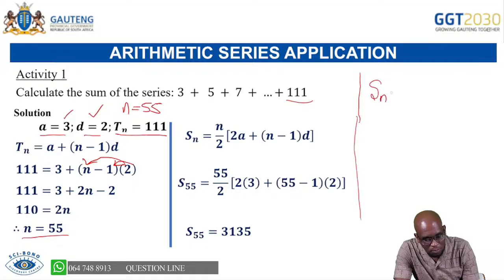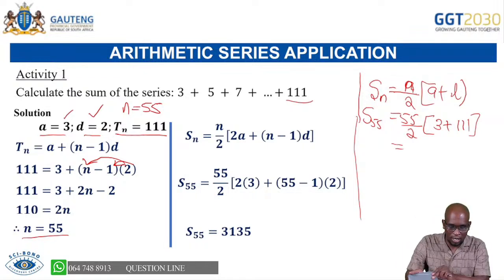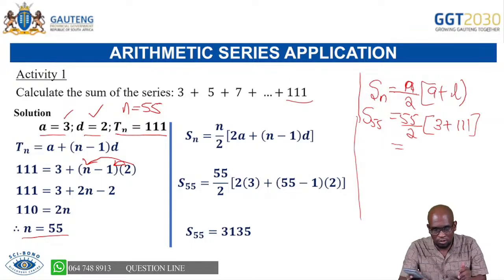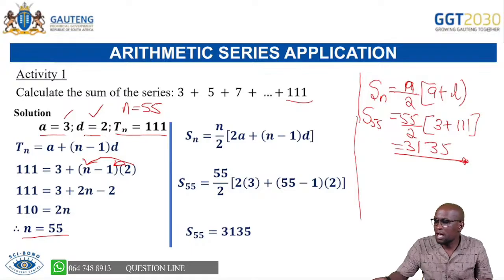Remember, you can also employ n over 2 into a plus l, because you have the last term. So this would be the sum to the first 55 terms. N is 55, over 2, a is 3, and l is 111. Now when you put that into your calculating machine, you get 55 divided by 2 into 3 plus 111, and when you close that, you get 3,135.